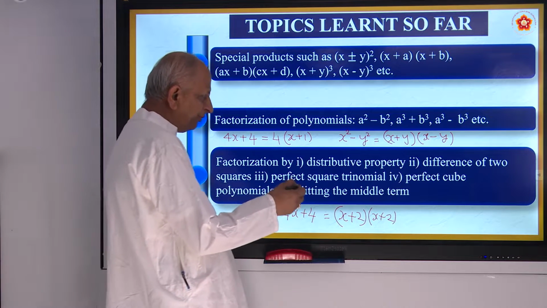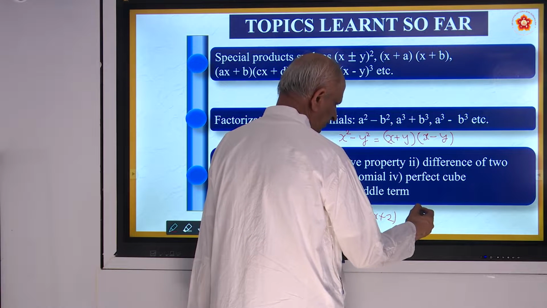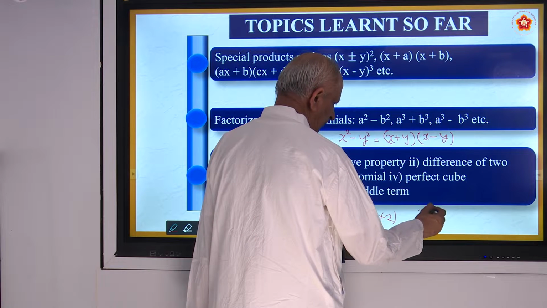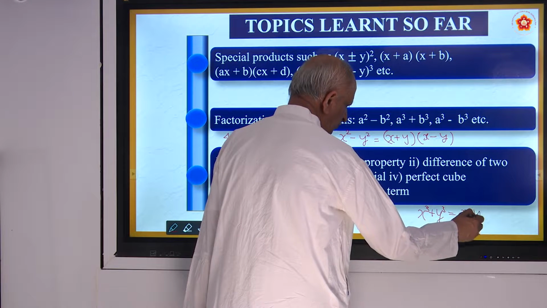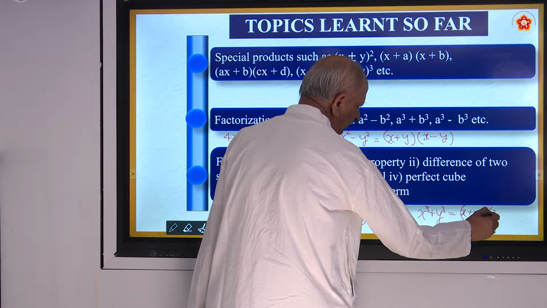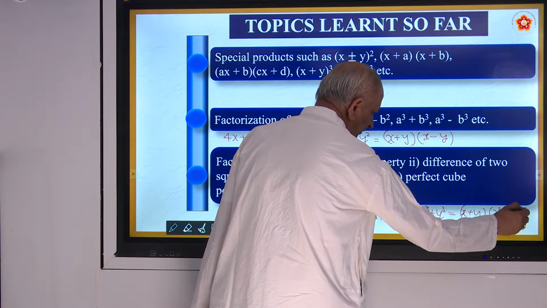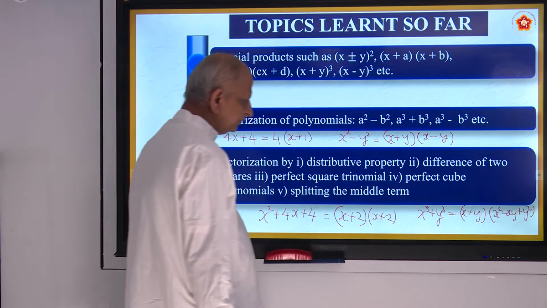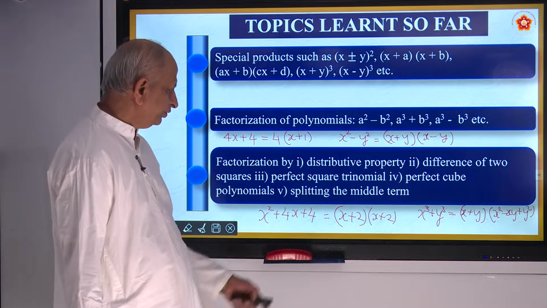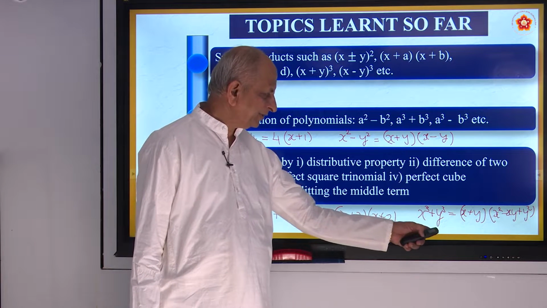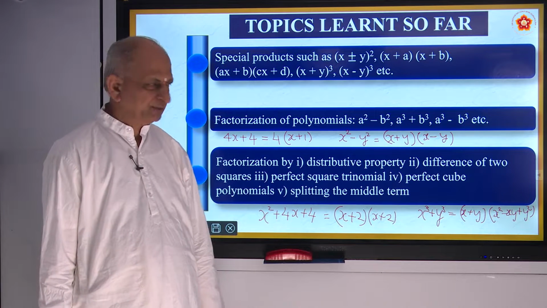Similarly, perfect cube polynomials. You have x cube plus y cube. The factors will be x plus y into, all that you write like this. A product of 2 or more factors is called factors. So also x cube minus y cube is equal to x minus y into x squared plus xy plus y square.